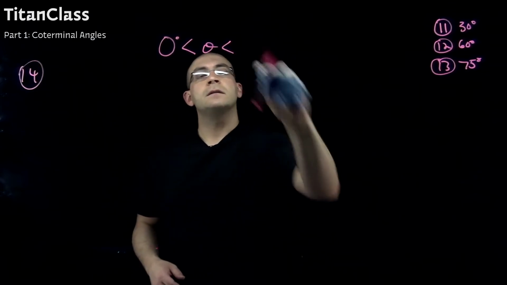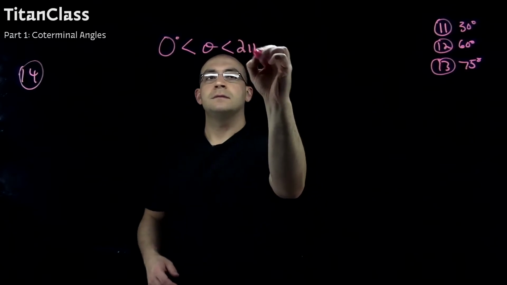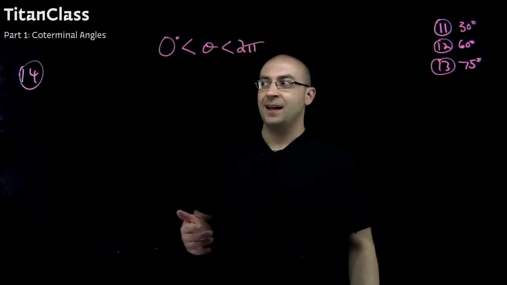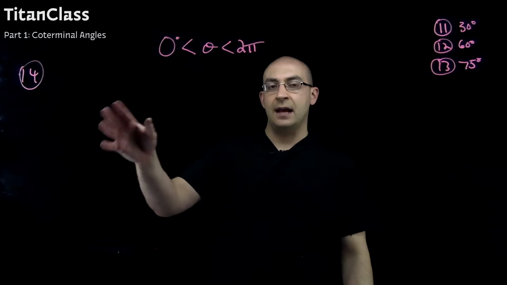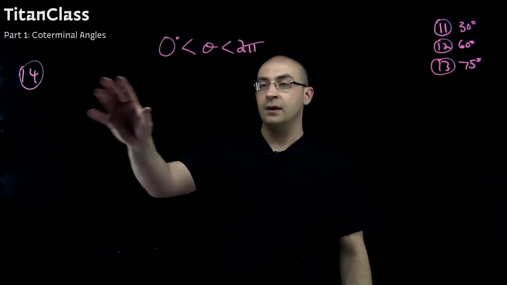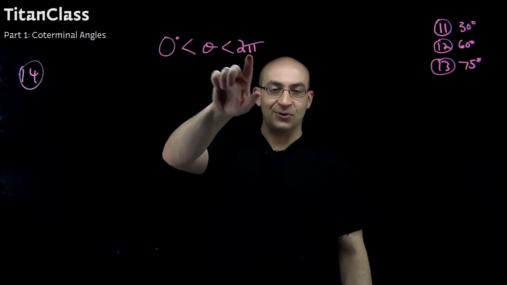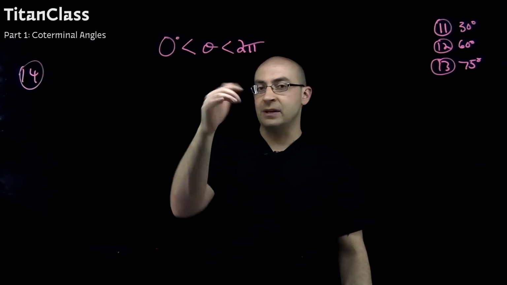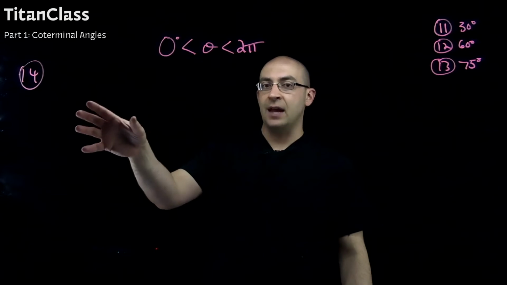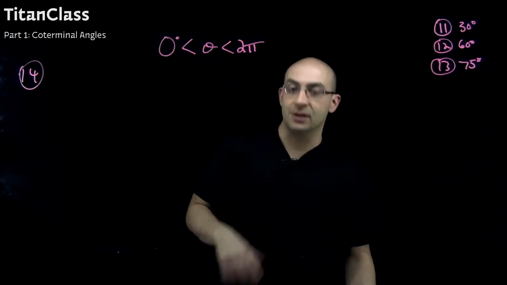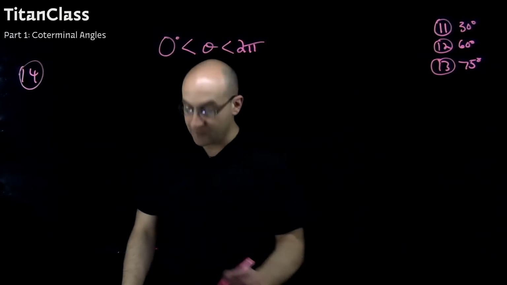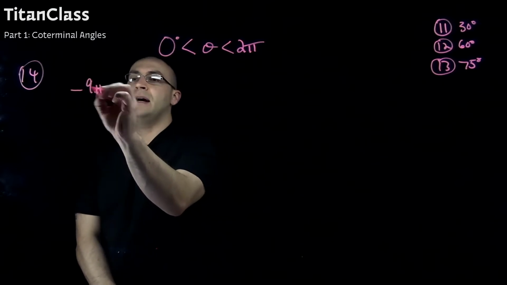But what really changed, right? I'm still trying to get an angle that's coterminal to what I'm giving you, but now it's synonymous, right? Instead of 360, now it's 2 pi. But that should be a giveaway to say, I'm giving you the angle in radian measurement instead of degree measurement, right? So let's take a look at number 14. Number 14 is negative 9 pi over 4.